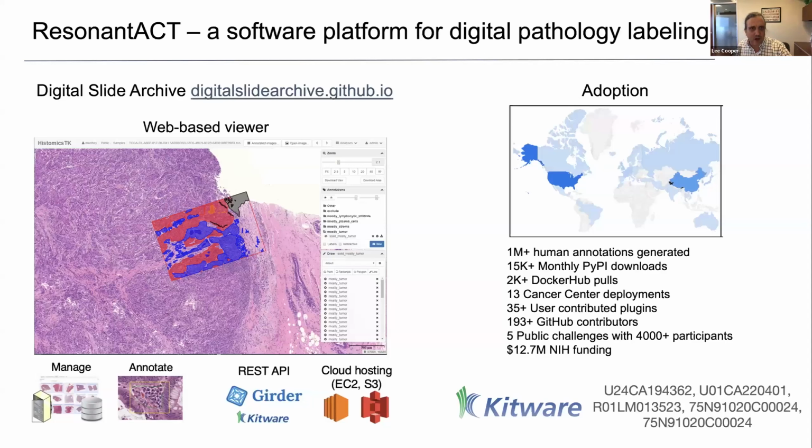This is built on a tool that we developed called Digital Slide Archive, largely with funding from the National Cancer Institute. This is a web-based viewer. It's something you're supposed to deploy in your data center, where it can directly mount your very large digital pathology data sets. It's not something that runs on your notebook computer. This would be connected with cloud compute or cluster computing capabilities. It can also be deployed in the cloud on EC2 and S3.